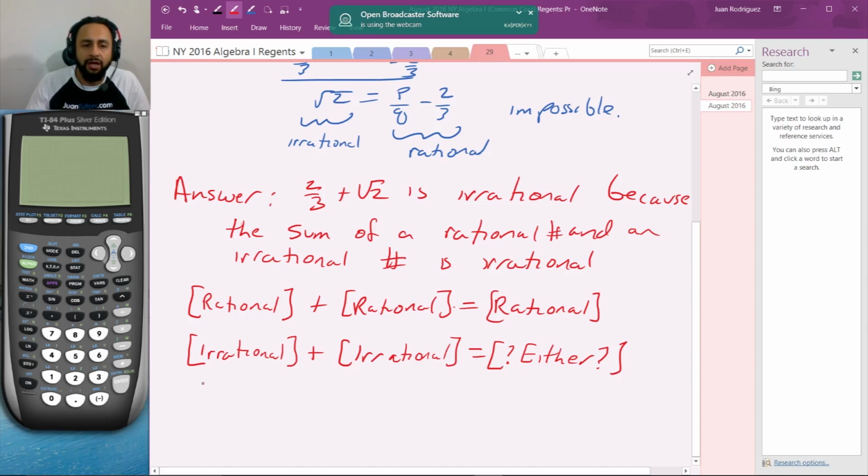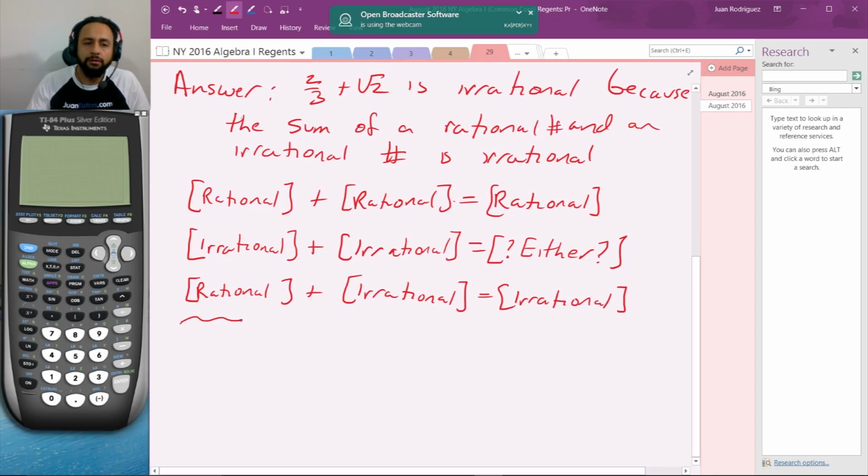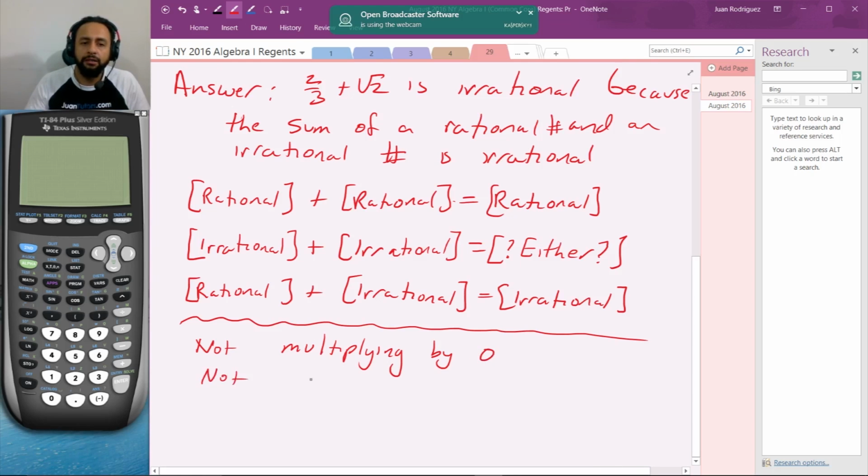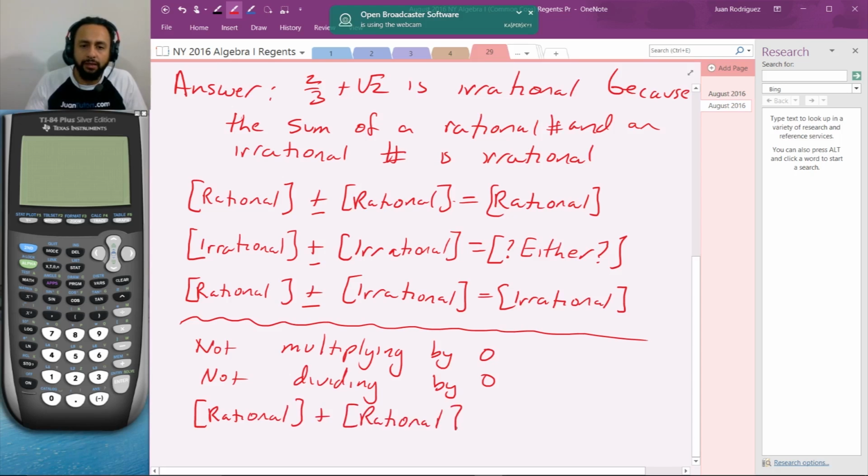But if you have one of one and one of the other, so rational plus irrational, well, that's irrational. Cool. And what about the products? Let's assume we're not multiplying by 0, and also not dividing by 0. So I'm going to change this to plus or minus, because it could be either one. So the other rule is then that if you multiply a rational number and a rational number, well, the product is rational.